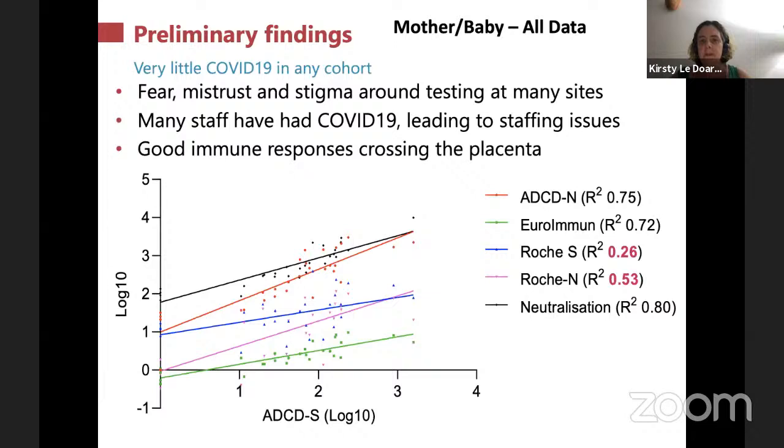In terms of our preliminary findings, we've recruited over 4,000 women into the study from the different cohorts. What we have found is that there is very little symptomatic COVID-19 infection in pregnant women in any of our countries. We've had only 7 hospitalizations out of 4,000 women and no deaths, no infected babies at all. The biggest barrier to entering the study that we have found actually is fear, mistrust and stigma around the testing for coronavirus itself in many of our sites.